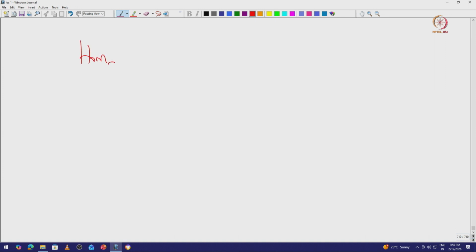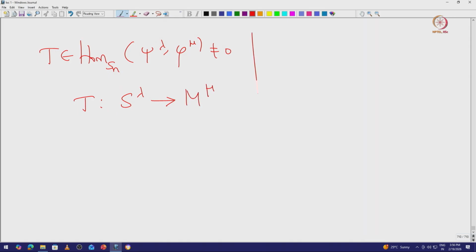Since this Hom_Sn(ξ^λ, φ^μ) is non-zero, just pick T from here. So, T is a map from S^λ to M^μ. Now what we can do is extend this map uniquely to M^λ as follows.